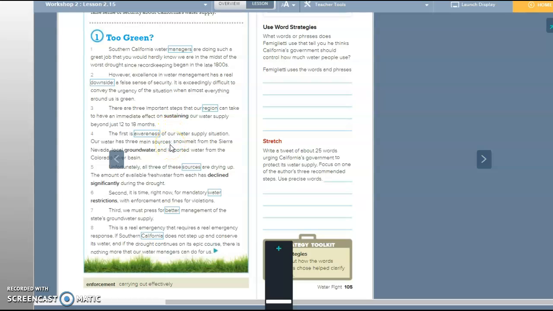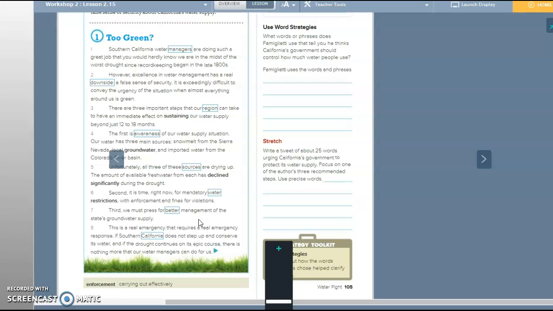The first is awareness of our water supply situation. Our water has three main sources: snowmelt from the Sierra Nevada, local groundwater, and imported water from the Colorado River Basin. Unfortunately, all three of these sources are drying up. The amount of available fresh water from each has declined significantly during the drought. Second, it is time right now for mandatory water restrictions, with enforcement and fines for violations. Third, we must press for better management of the state's groundwater supply. This is a real emergency that requires a real emergency response.